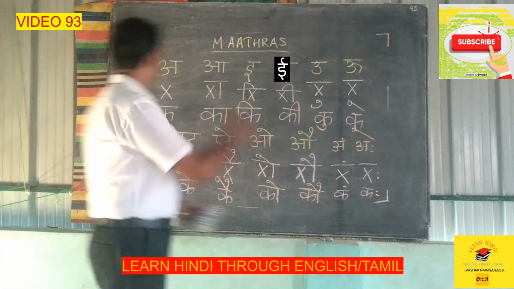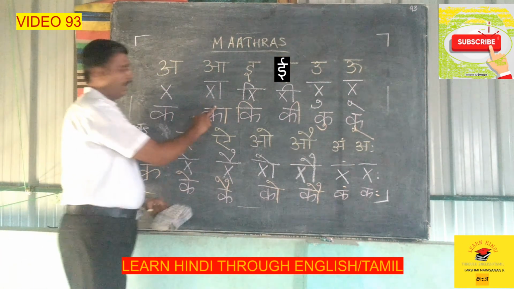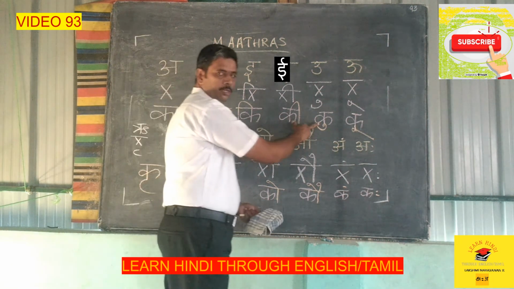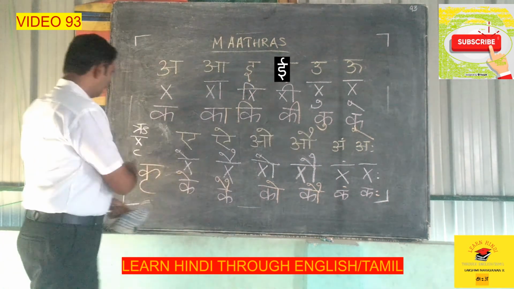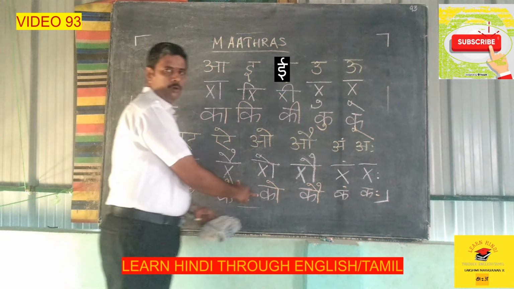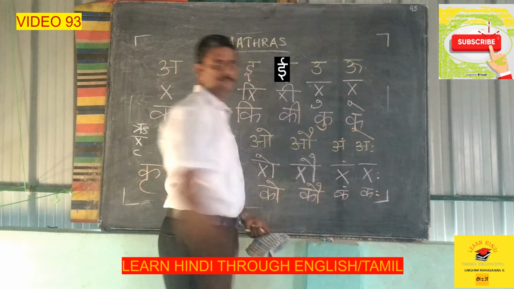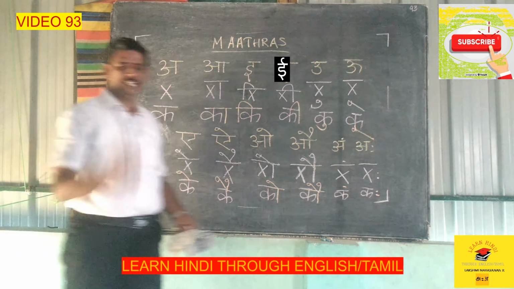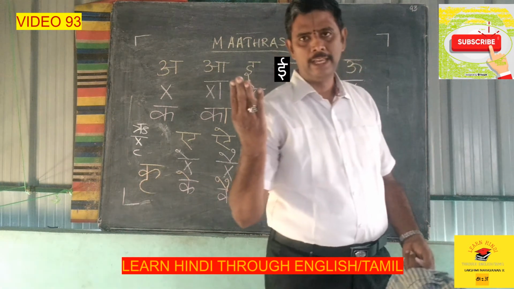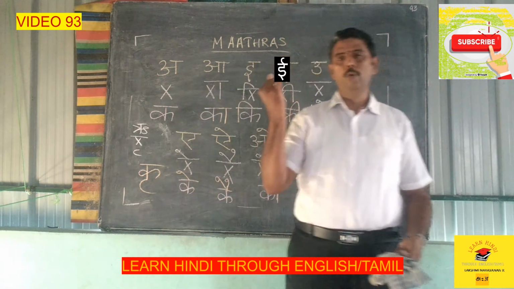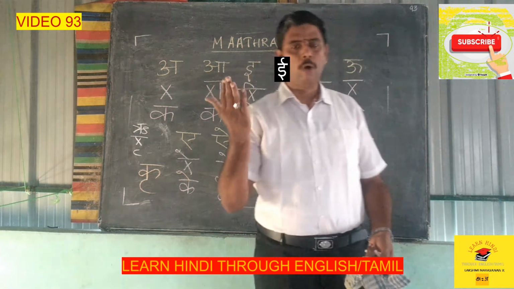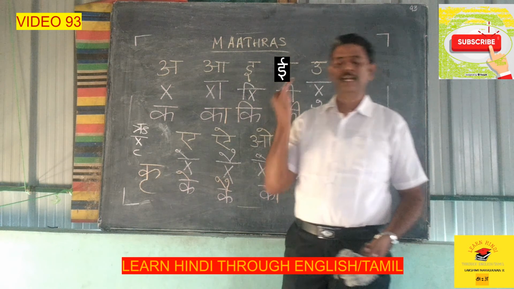Okay. Now let us practice this one. One second. All of you say Ka, Ki, Ku, Kr, Ke, Kai, Ko, Kau, Kam, Kah. All of you say Ka, Ki, Ku, Kr, Ke, Kai, Ko, Kau, Kam, Kah.